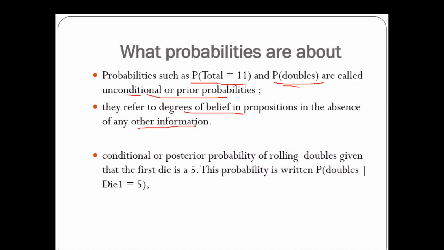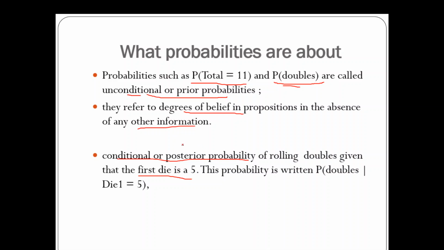Now, conditional or posterior probability of rolling doubles. The second thing we are going to discuss is conditional or posterior probability. So this is the second case, conditional or posterior probability of rolling doubles, given that the first die is a 5. This is an example of conditional probability.